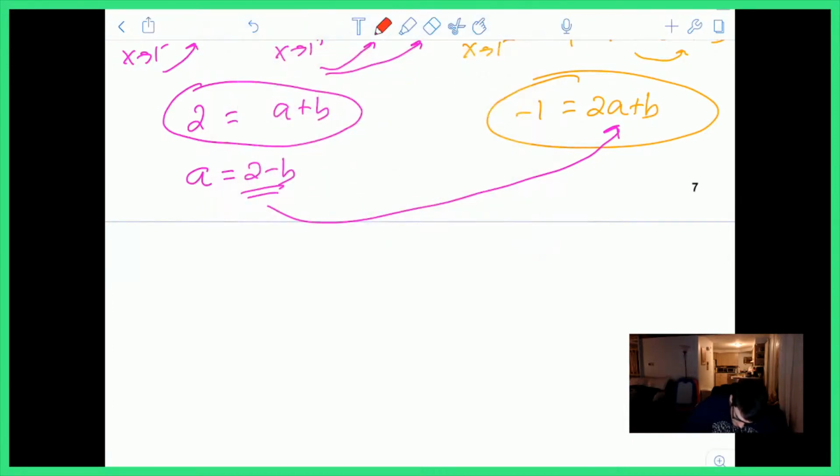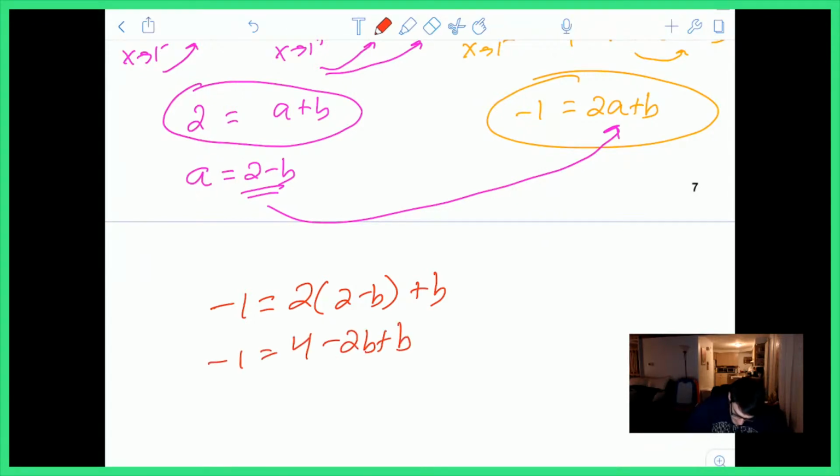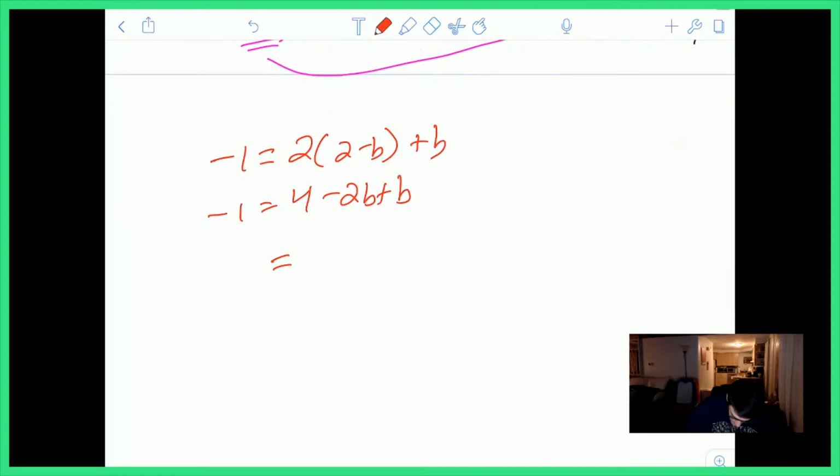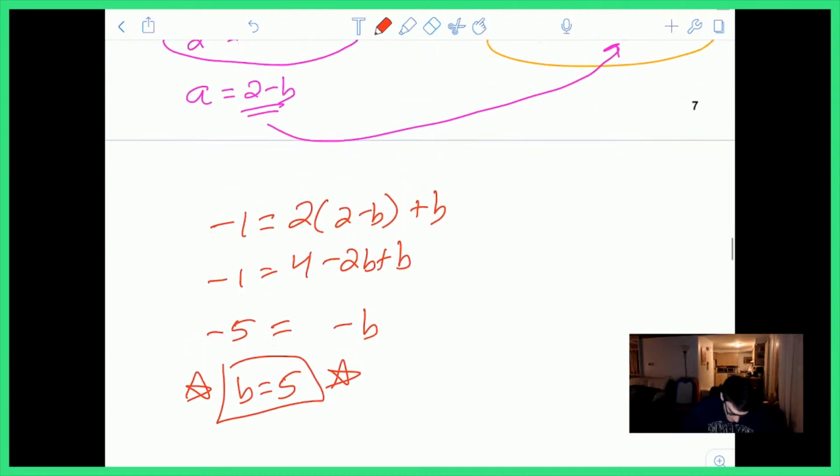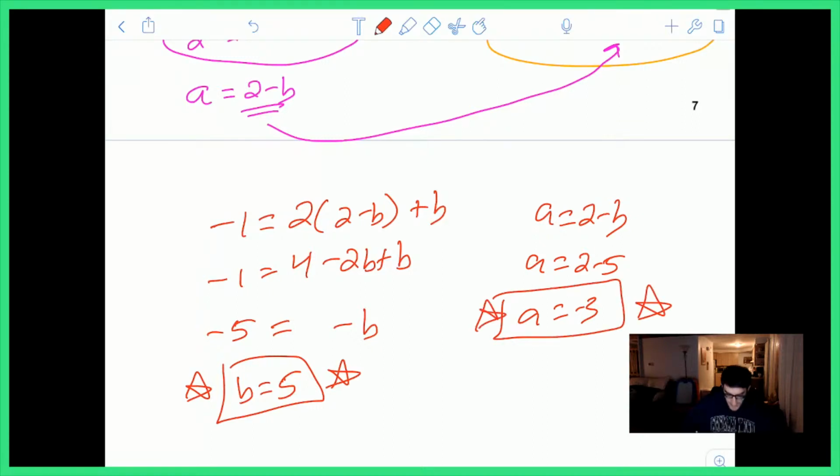So let's change to a nice red. Let's do negative 1 equals 2 times a, which is now 2 minus b, plus b. So negative 1 is equal to 4 minus 2b plus b. So over here I've got, let's see, negative 2b and b make negative b. And if I minus 4, I'm going to get negative 5, giving me that b is positive 5. Okay, so here's value number 1. B is positive 5. And if I know b is positive 5, I know that a is equal to 2 minus b. So a is equal to 2 minus 5. So a is equal to negative 3. So I found my two values, a and b, that make this function continuous and differentiable.